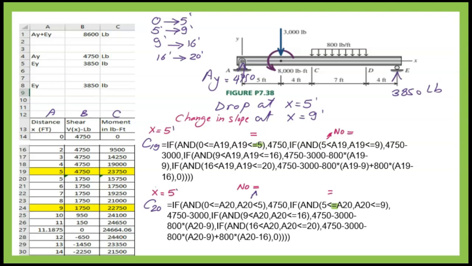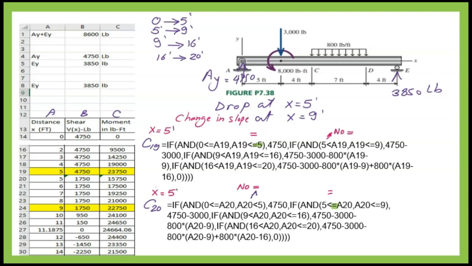The expression for A19 bigger than 16 and less than 20: we have 4,750, the reaction, minus the other concentrated load, minus the part of the uniformly distributed load, which is minus 800 times (A19 minus 9), plus 800 times (A19 minus 16). You remember that we have extended the uniform load and then subtract the upward load. This is here the expression.